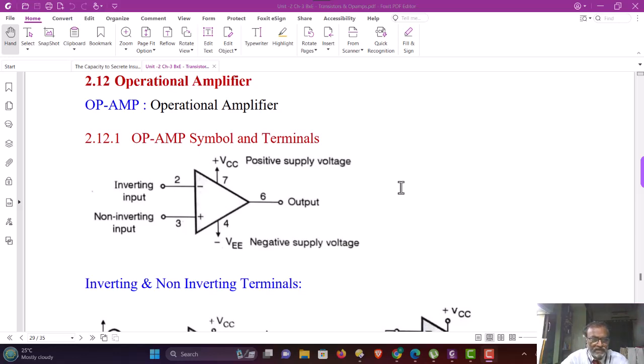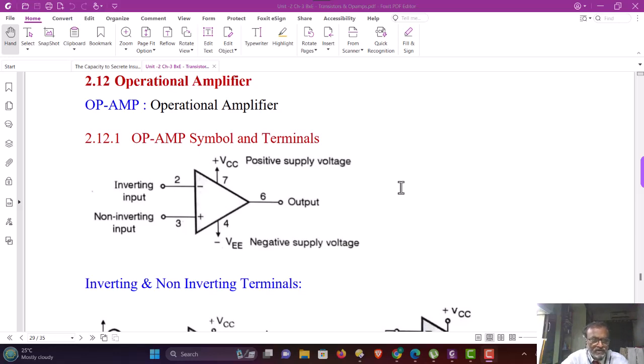The operational amplifier has two input terminals. One is the inverting input terminal and another is the non-inverting input terminal. And the output terminal. The power supply terminals are shown. One is for positive power supply, another is for negative power supply. Some operational amplifiers can have a single power supply also. They are capable of operating with a single power supply also. Whereas by default, most op-amps are capable of operating with dual power supply and they are basically developed to operate with dual power supply.